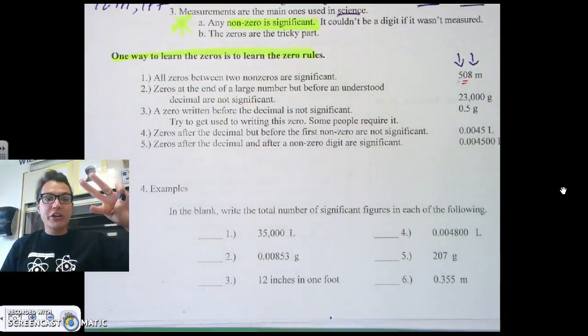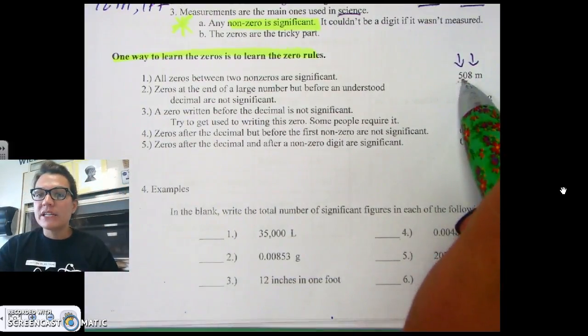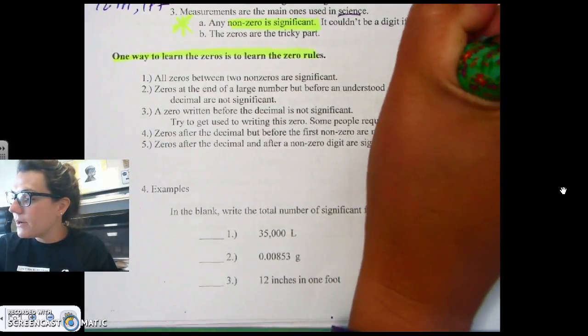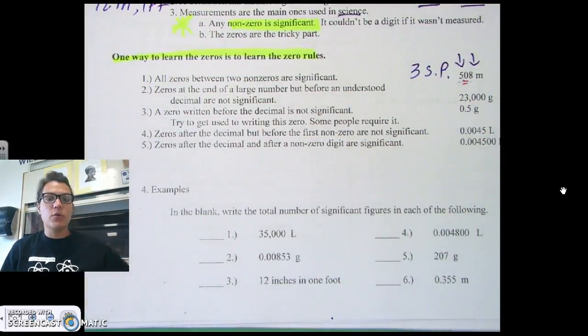there will be 3 significant figures, or 3 numbers that mean something. 5, 0, and 8, okay? So this number right here has 3 significant figures, or SF, okay? It's the first zero rule.